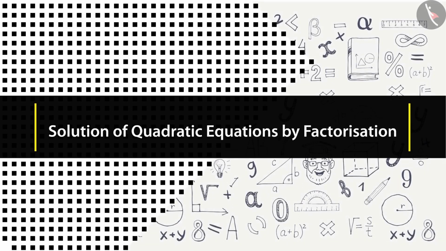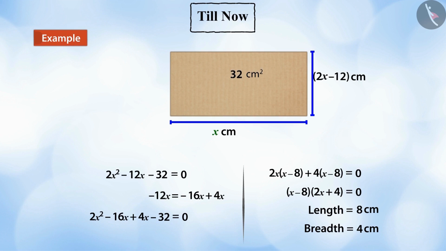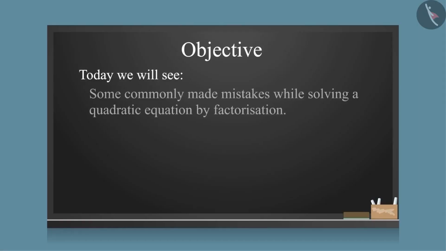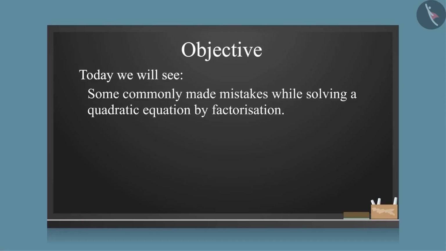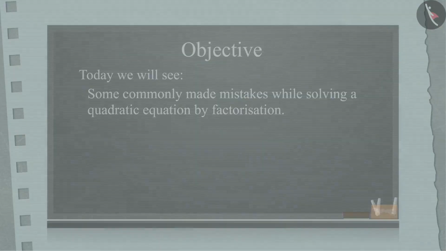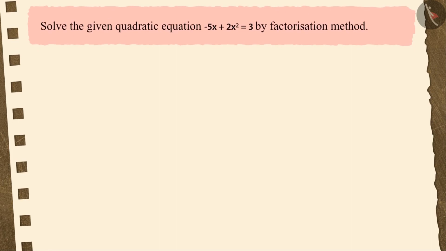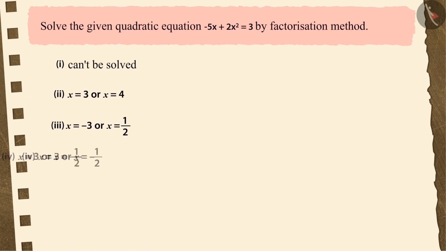Welcome to this video. In the previous video, you saw an example based on solving quadratic equations by factorization. Now we will look at some commonly made mistakes while solving a quadratic equation by factorization. Solve the given quadratic equation minus 5x plus 2x squared is equal to 3 by the factorization method. Pause the video and solve this question.